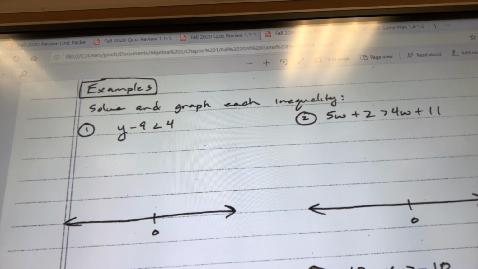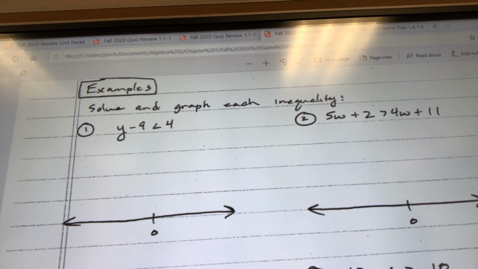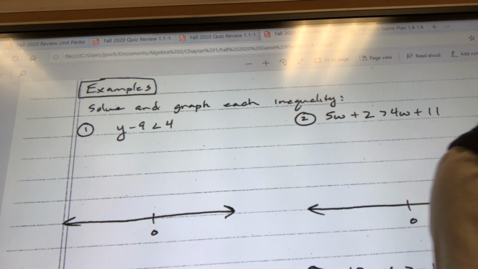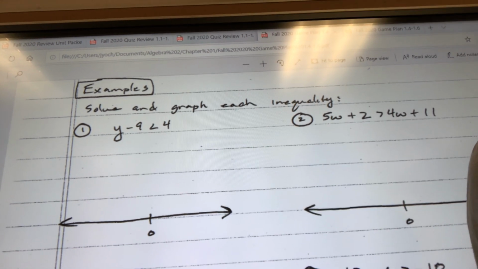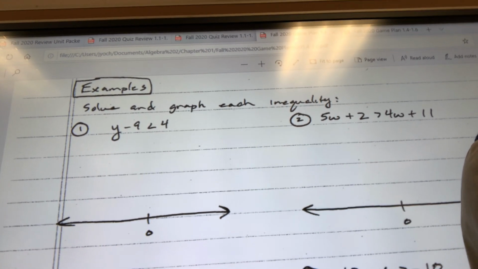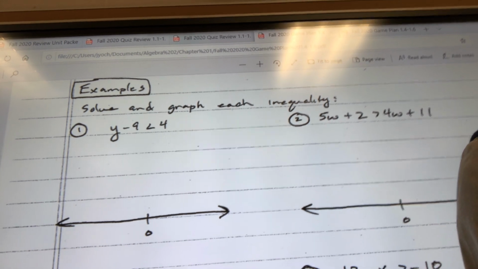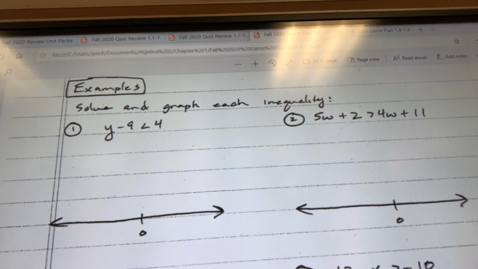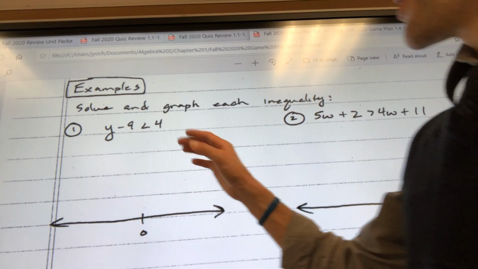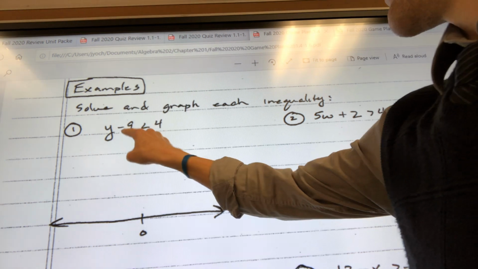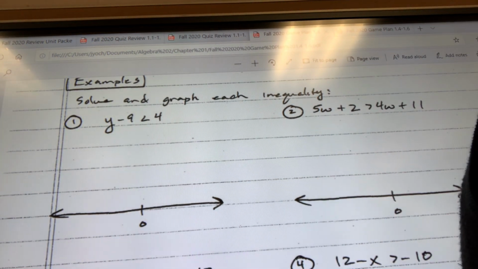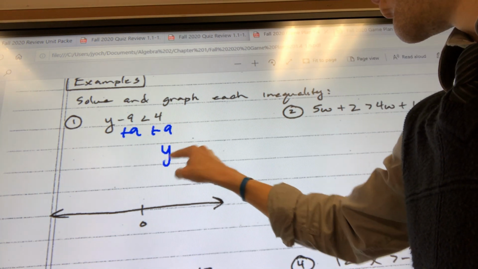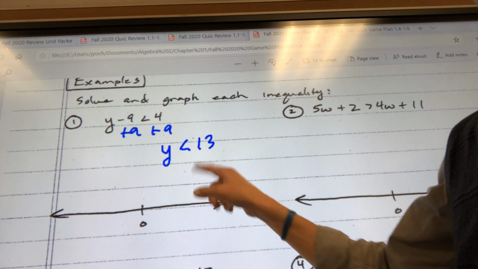Page 7. To get us started, I think we should do 1, 2, and 4 on this page. All right, video. You guys are like, what are you doing? Start doing some problems. All right, number 1. I'm going to solve it like any other equation. I'm going to add 9 to both sides. So y is less than 13.